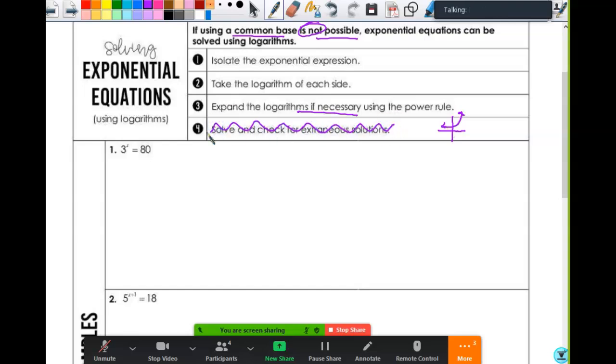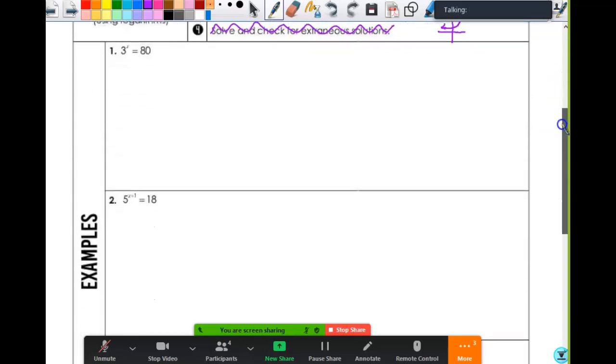Okay, let's look at number 1. I have 3 to the x equals 80. And so there's no way I can take 80 and get a common base there. So I'm going to take the log of both sides. So I'm going to get the log of 3 to the x power equals the log of 80.